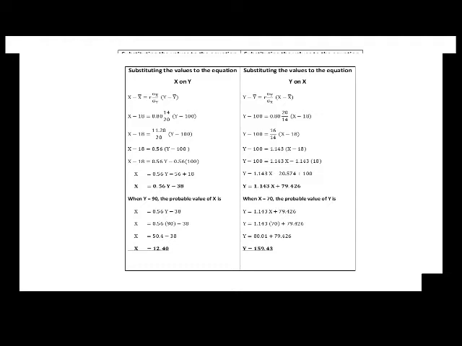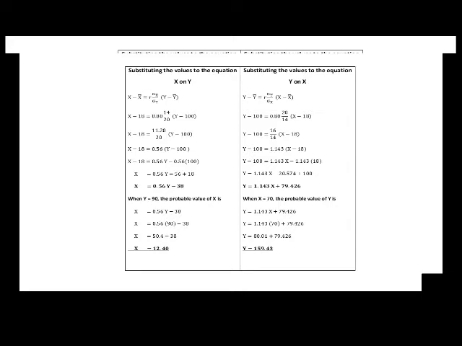So x minus 18 is equal to 0.56 times y minus 100, that is 0.56 y minus 0.56 into 100. So x is equal to 0.56 y minus 56 plus 18. Therefore, x is equal to 0.56 y minus 38. That means the x on y equation to substitute the values into is x equals 0.56 y minus 38.